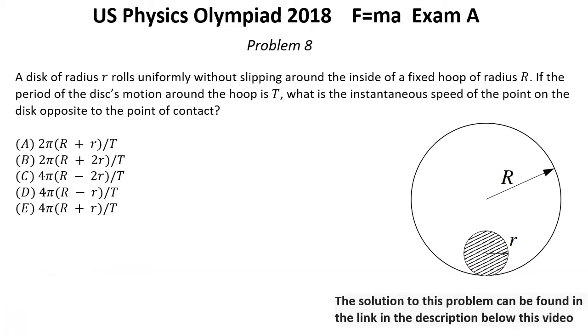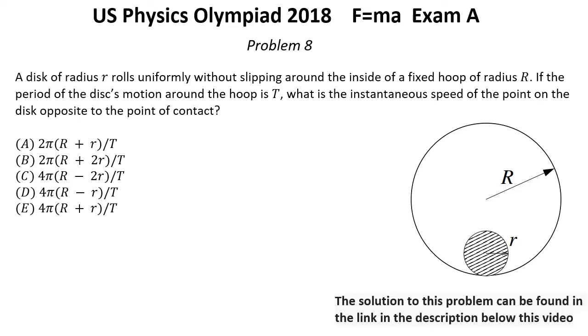Problem number 8. A disk of radius r rolls uniformly without slipping around the inside of a fixed hoop of radius big R. If the period of the disk's motion around the hoop is t, what is the instantaneous speed of the point on the disk opposite to the point of contact?